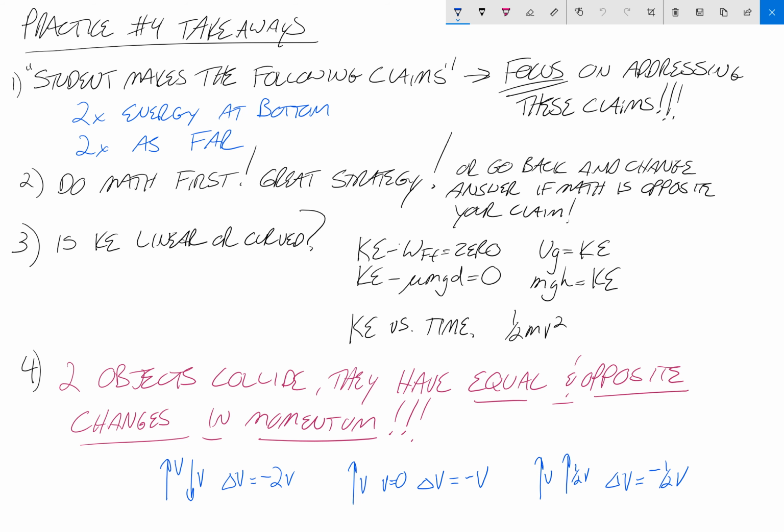Did it go twice as far? Say so. I think one of the other claims was that if you have double the horizontal distance at the bottom, that would give it twice the height on the incline. Again, focus on addressing the claims.